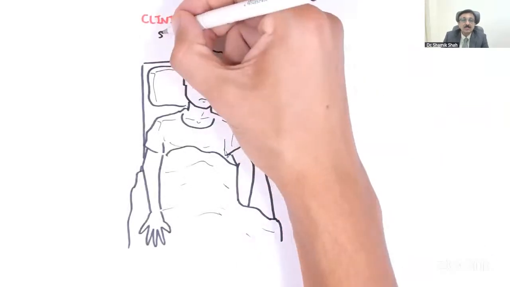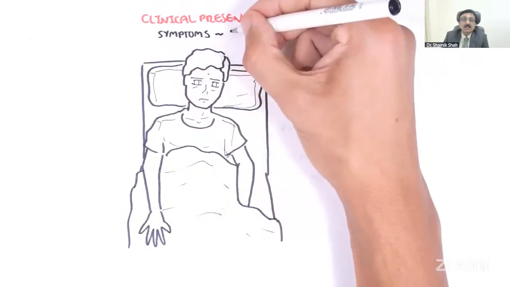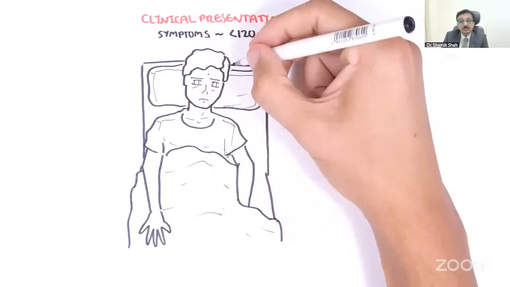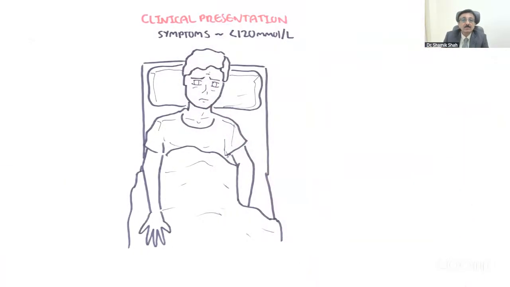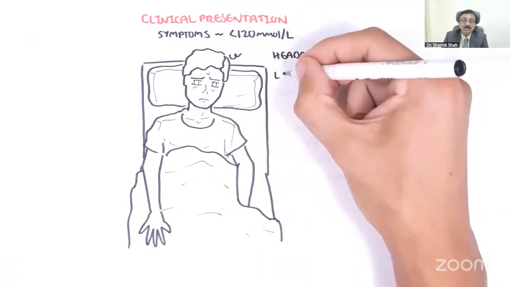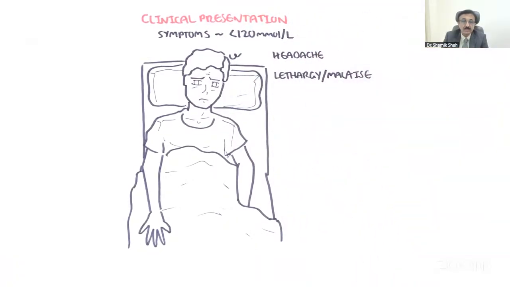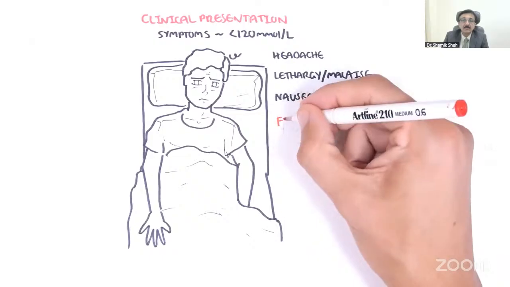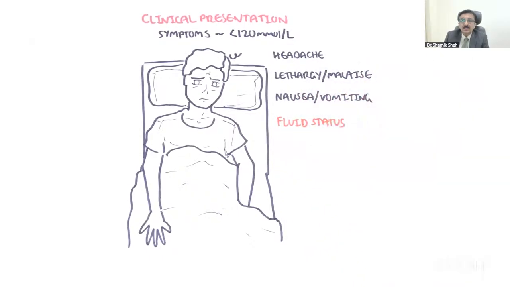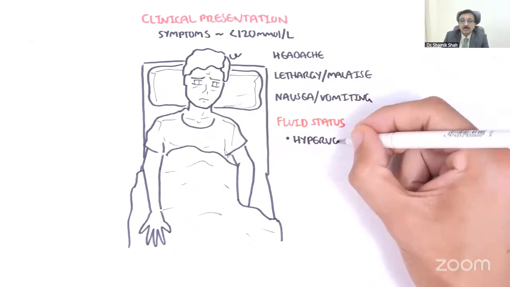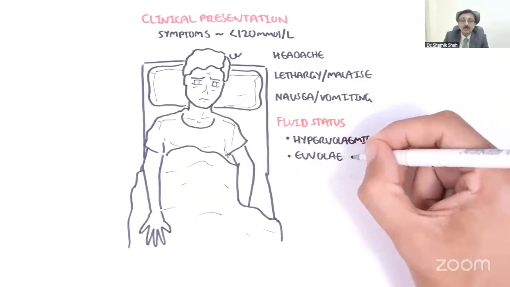The symptoms depend on the level of sodium. Usually when the sodium is above 120 and it develops slowly, the patients are usually asymptomatic. But when the sodium goes below 120 millimoles per liter, patients will complain of headache. They will feel lethargy or malaise. They might be having nausea or vomiting.